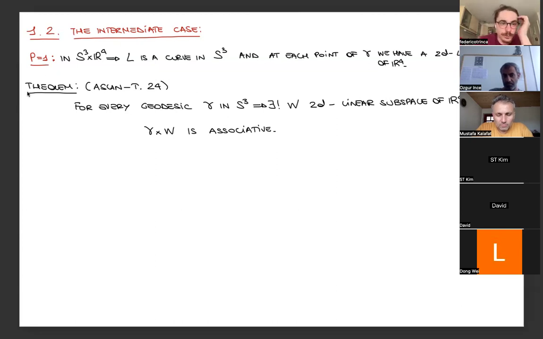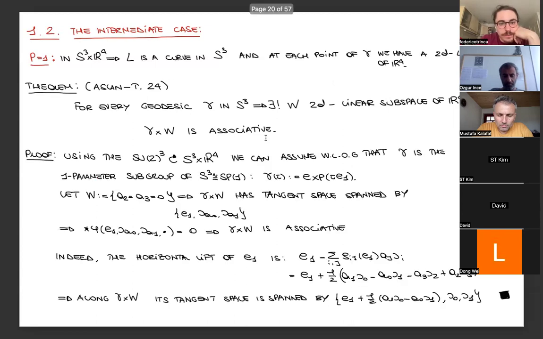So what I proved with Ben Aslan last year was that for every geodesic gamma in S3, there exists a unique plane W such that gamma times W, contained in S3 times R4, is associative. And conversely, if you pick any 2D plane in R4 and any point of S3, then there exists a unique geodesic gamma in S3 such that gamma times W is an associative submanifold.